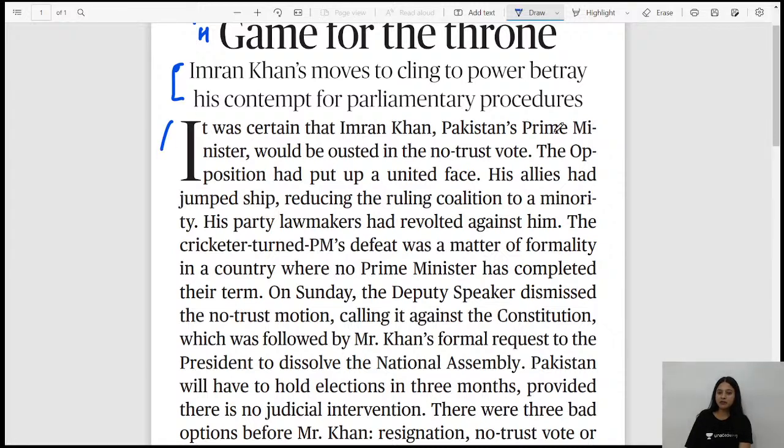It was certain that Imran Khan, Pakistan's prime minister, would be ousted in the no trust vote. The opposition had put up a united face. His allies had jumped ship, reducing the ruling coalition to a minority. His party lawmakers had revolted against him. The cricketer turned PM's defeat was a matter of formality in a country where no prime minister has completed his term. On Sunday, the Deputy Speaker dismissed the no trust motion, calling it against the constitution, which was followed by Mr. Khan's formal request to the President to dissolve the National Assembly. Pakistan will have to hold elections in 3 months, provided there is no judicial intervention.